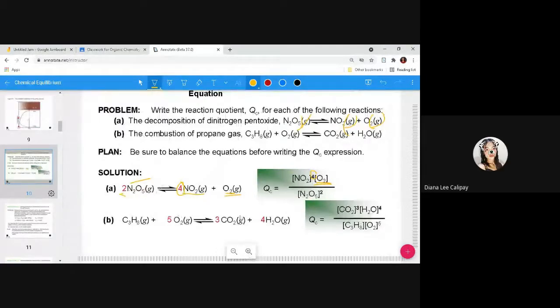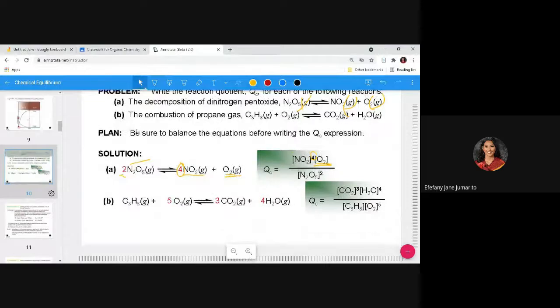So, no problem with letter A? None, ma'am. Let's proceed to letter B. Now, in letter B, class, first thing is you balance. We have here C3H8, that is propane, plus oxygen, then we have carbon dioxide and we have water.